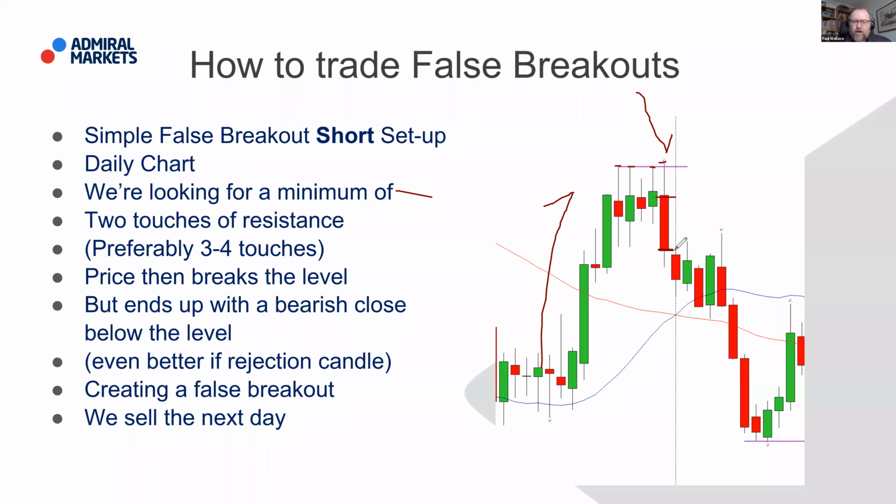In this particular case, we have a red candle. So what we've had there is an example of a failed breakout. We've had a few touches of a level. Price has tried to push above it. It's failed and it's fallen away, quite significantly.